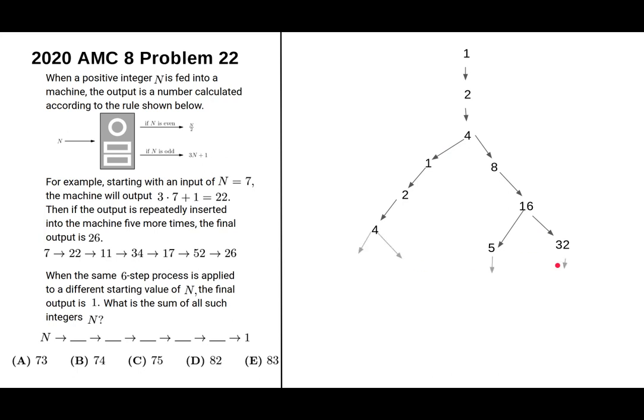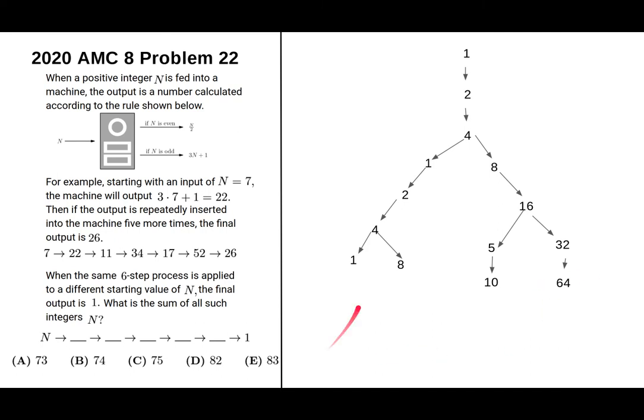So we go again, and this time 4, as in the beginning, can be 1 and 8, because 1 times 3 plus 1 is 4, and 8 divided by 2 is also 4. But for 5, there's no such integer that when you multiply by 3 and add 1 gives you 5. But 10 divided by 2 is 5, so 10 is the value. For 32, there's no such integer that if you multiply by 3 and add 1 gives you 32. But there is an integer such that when you divide by 2, it gives you 32, which is 64.